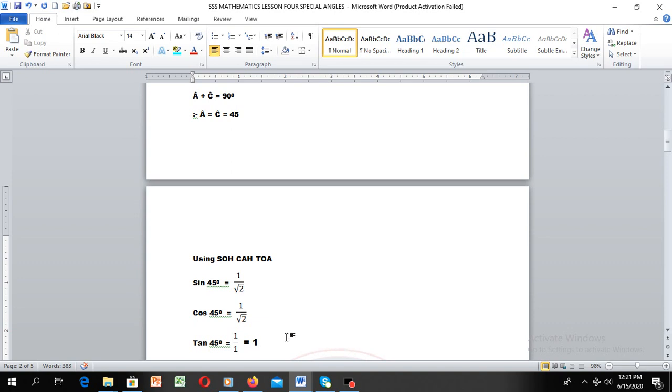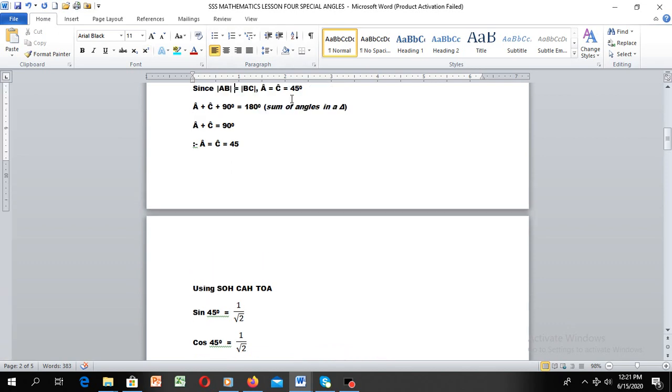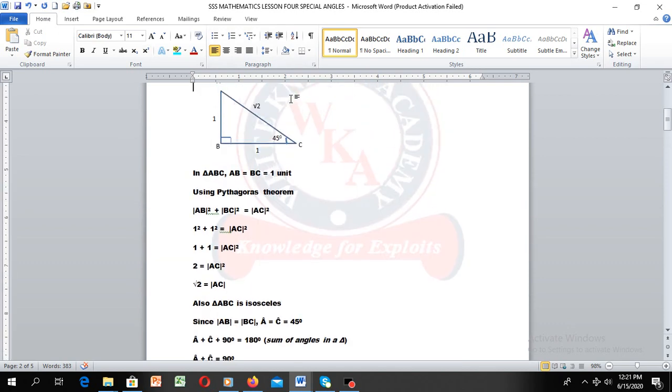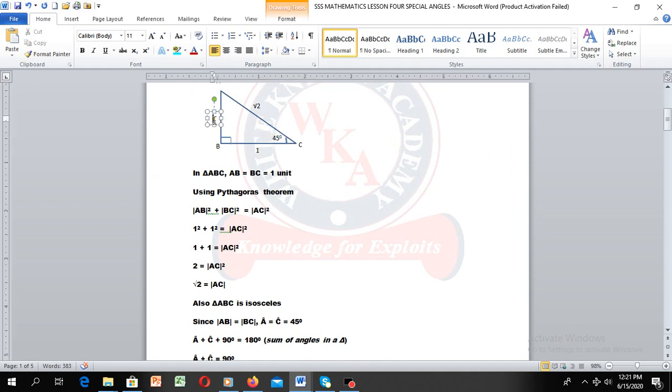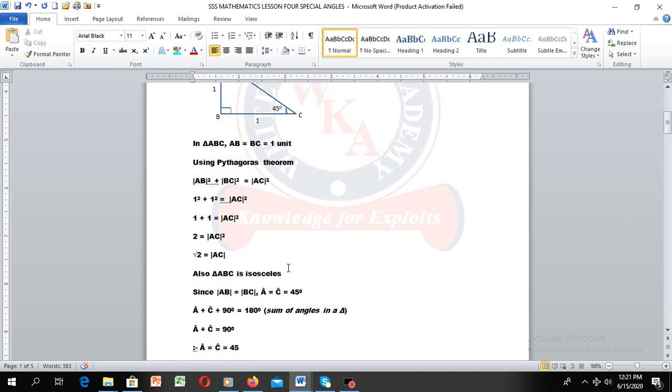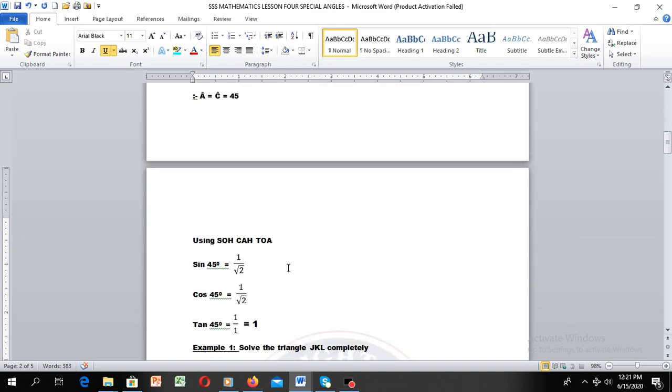And okay, we go a step further. Tan 45 degrees will be equal to 1 over 1. That's opposite over adjacent. These are opposite, these are adjacent. So that's 1 all over 1. And therefore, tan 45 is equal to 1 over 1, or 1 divided by 1, which is equal to 1.